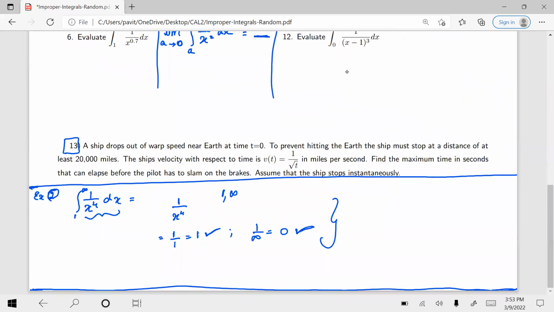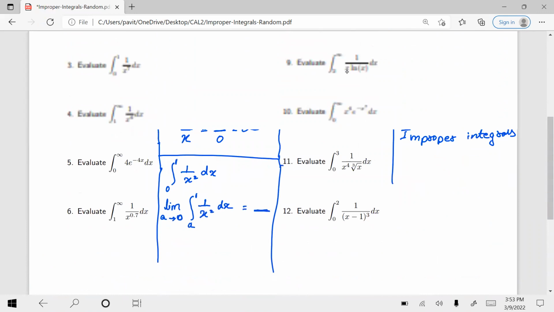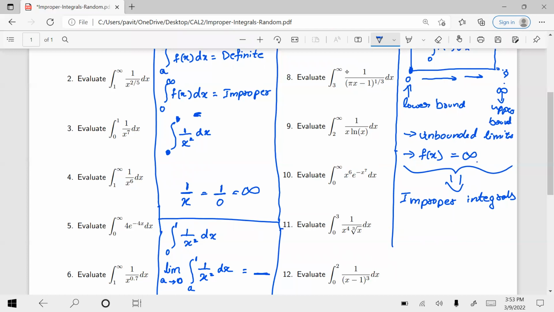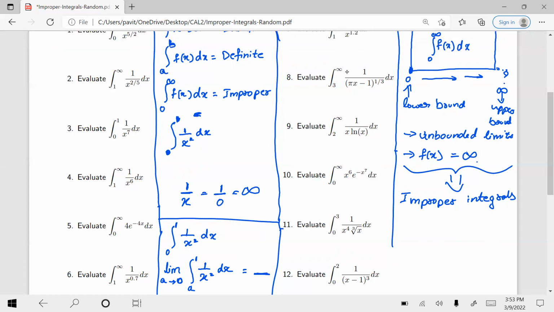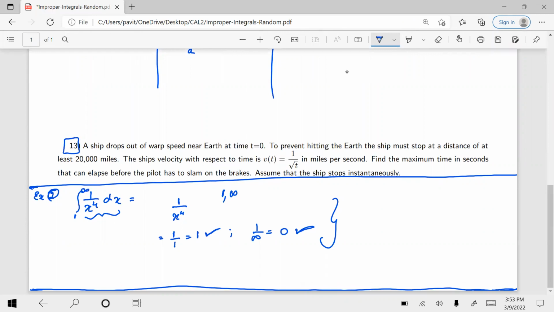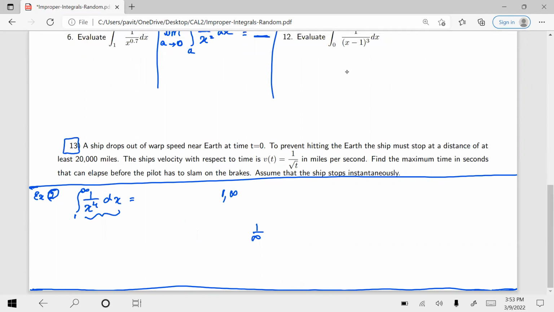Okay. So when I explained the improper integrals, I told you when f of x tends to infinity or when you have unbounded limits, that will make an integral improper, right? So here in this example, we have infinity in the upper bound, and that is why we are calling this an improper integral. Okay, now how do we solve these kind of problems?